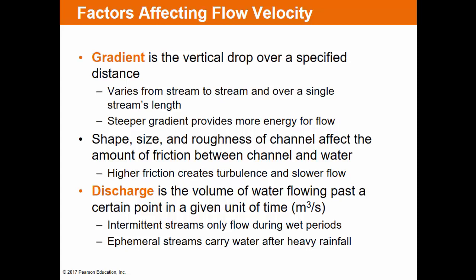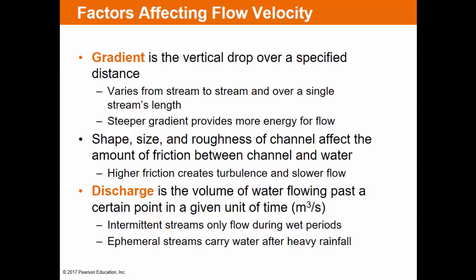The factors affecting flow velocity, we'll talk about those for a little bit. Gradient and discharge here. Gradient is the vertical drop over a specified distance. How far did it drop over the distance that it dropped? It varies from stream to stream, and over the length of a stream. Clearly, you'll have different gradients over the length of a stream. At the headwaters, up in the mountains, it'll be very steep. And then down by the mouth, it'll be very, very gradual.